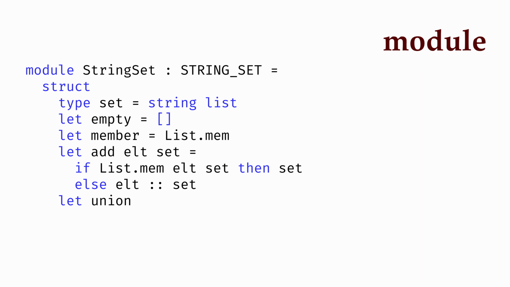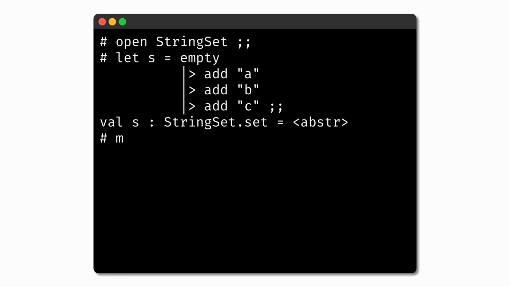And to take the union of two sets, we can just fold our add function over the set. Taking the union of two sets is essentially the same thing as adding each of the elements of one set to the other set. And since the add function already handles making sure that there are no duplicates, we don't have to worry about duplicates in the union function either. With this module signature and module definition, we've defined our abstract data type for string sets. We could use the module to take an empty set and then add some strings to it. We could then check to see if a particular value is a member of a set.